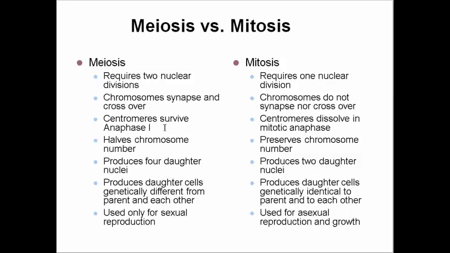So the centromeres, as you recall, are holding the two sister chromatids together. You remember it's not until meiosis 2 that the sister chromatids are pulled apart. And of course, meiosis cuts that chromosome number in half. Mitosis, we won't go back over all those, but you recall from your last lab and the last chapter that mitosis preserves the chromosome number and produces cells that are identical to parent cells.